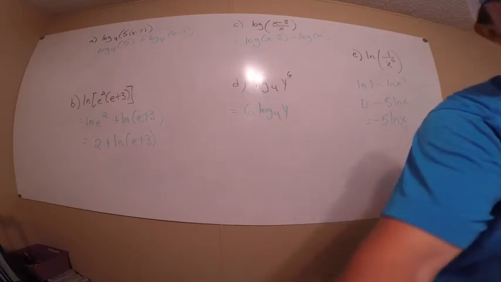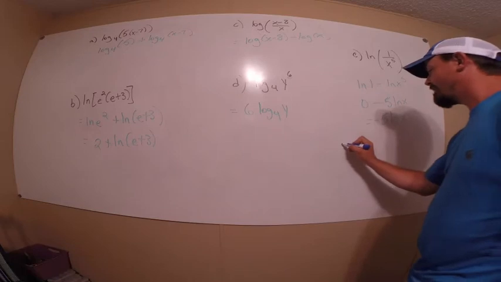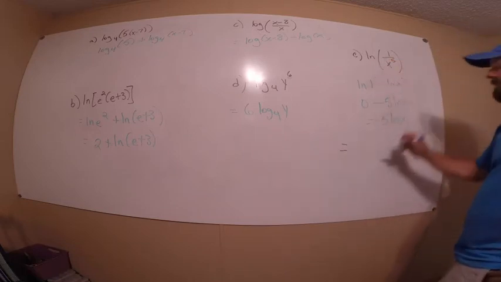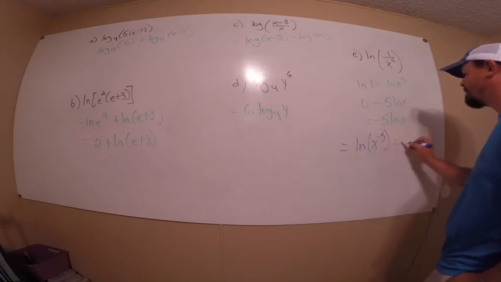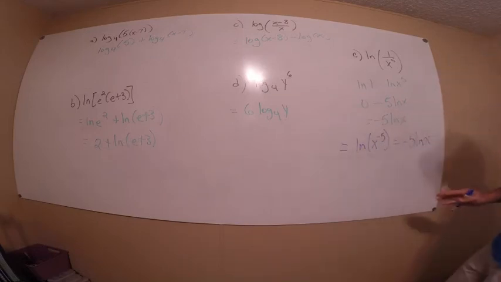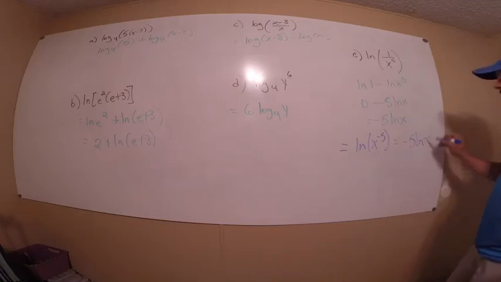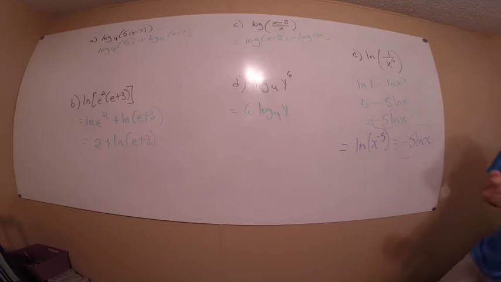If you wanted to, you could approach that one in a few different ways. The other way that you can do it, I'll do it here in blue. You can say that's the same thing as the natural log of x to the negative 5, which is the same thing as negative 5 natural log of x, if you wanted to take that method as well. Either way, your final answer would be negative 5 natural log of x.